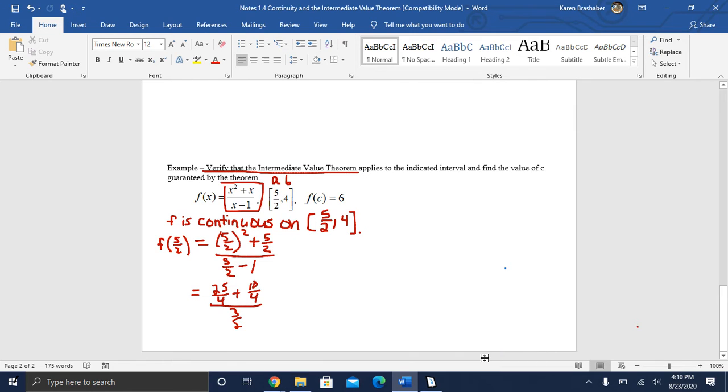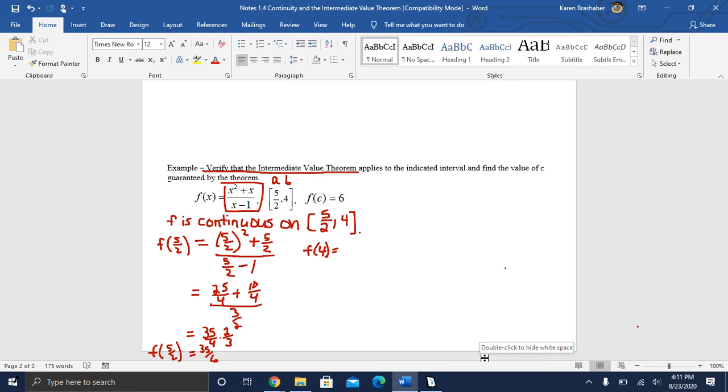And then in your numerator, you've got 35/4. You're dividing that by 3/2, which means you're multiplying by 2/3. And upon simplifying, you'll get that f of 5/2 is equal to 35/6. So f of 5/2 is equal to 35/6. Then we have to verify f of 4. That should be a lot easier.